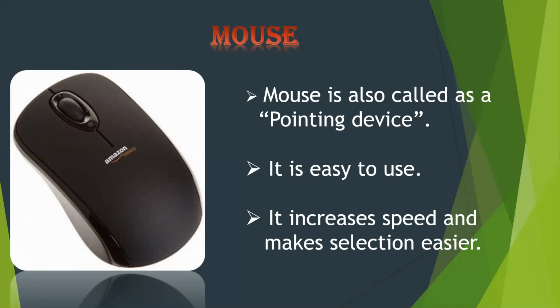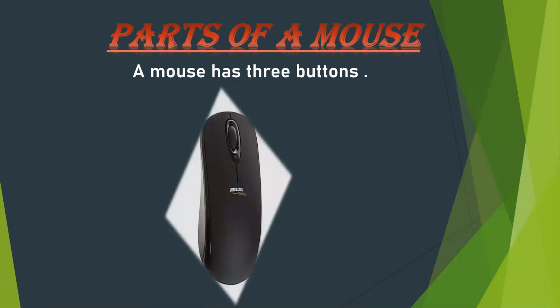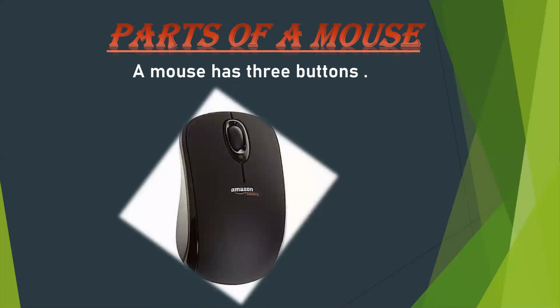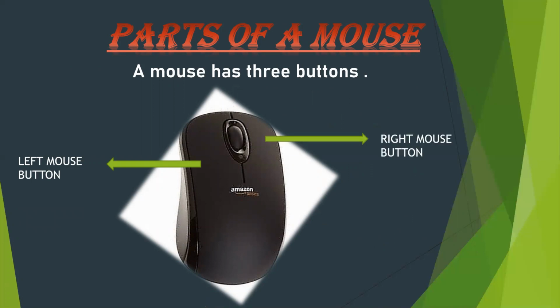Now let us see the parts of a mouse. A computer mouse has 3 buttons. So how many buttons a computer mouse has, children? 3 buttons. So let us see the buttons now. The first button is left mouse button. And the second one is right mouse button. The center one is scroll wheel. So the 3 buttons of the mouse are left mouse button, right mouse button and scroll wheel.